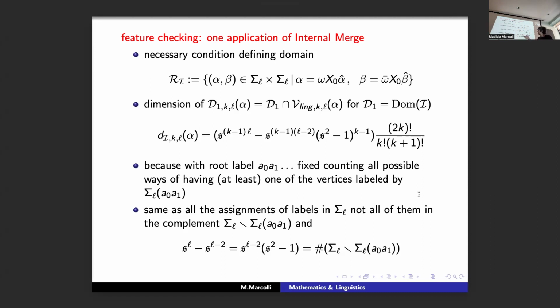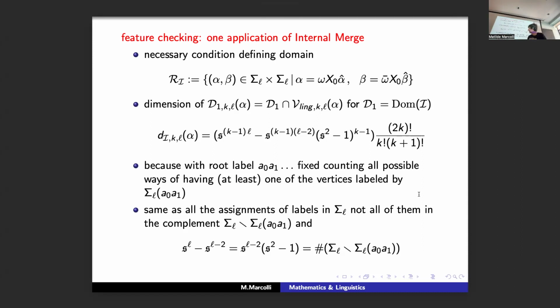You fix a certain table, and then you are counting. So given what you have fixed at the root, what matters is the beginning part that has to match. So you're looking at all the possible ways of having at least one of the other vertices labeled by the corresponding structure, something that starts with the same sequence elsewhere. And so it's the same thing as saying that you're looking at all the assignments of labels where not all of them are in the complement of this. Right? So it could be that you have more than one match possible, that's fine, but you have to have at least one. So it's like not all of them are not possible.